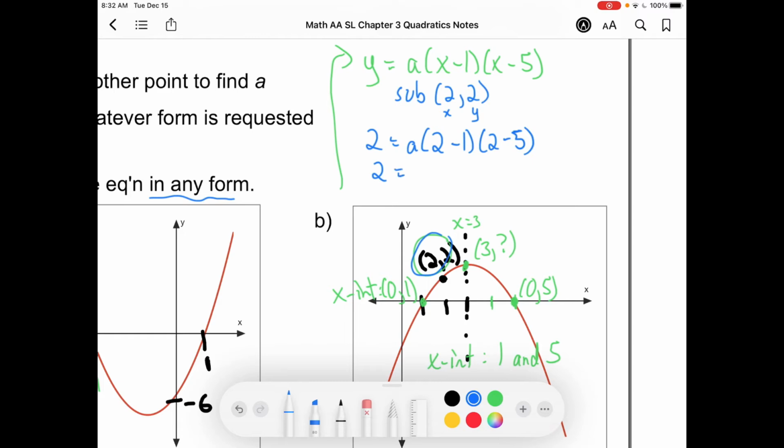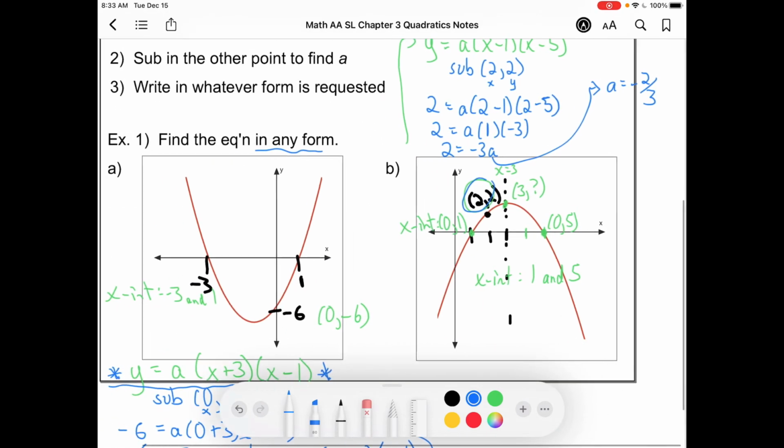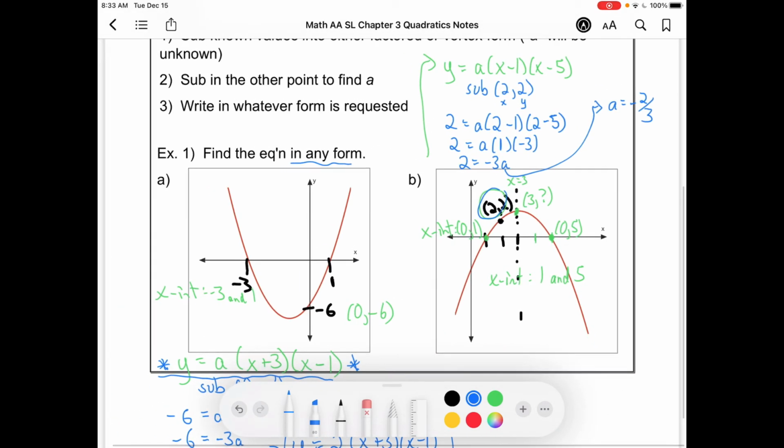And this just helps us suss out how steep it is. So that will give me 1 times negative 3. Okay, so negative 3a equals 2, or a equals negative 2/3. That's fine. It does make sense that it should be a negative value because it's a parabola that opens downward. Let's put this all together as a single equation then.